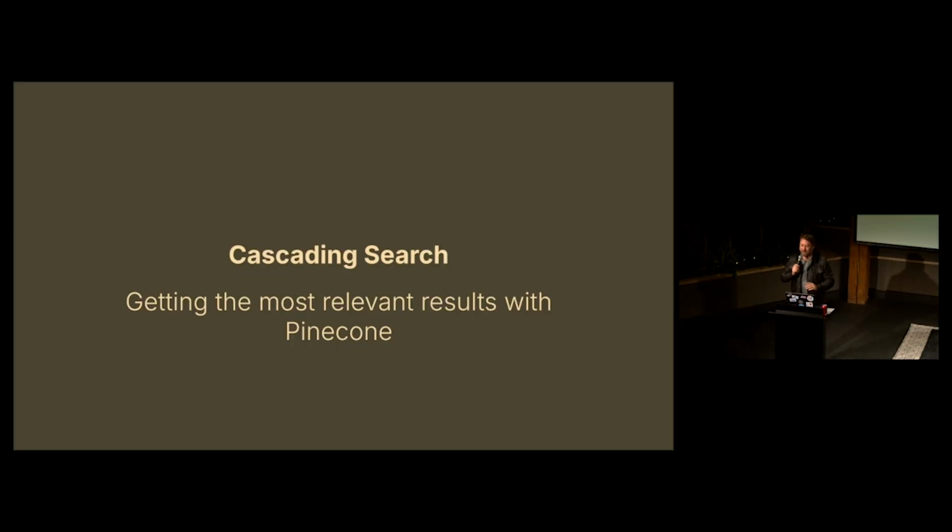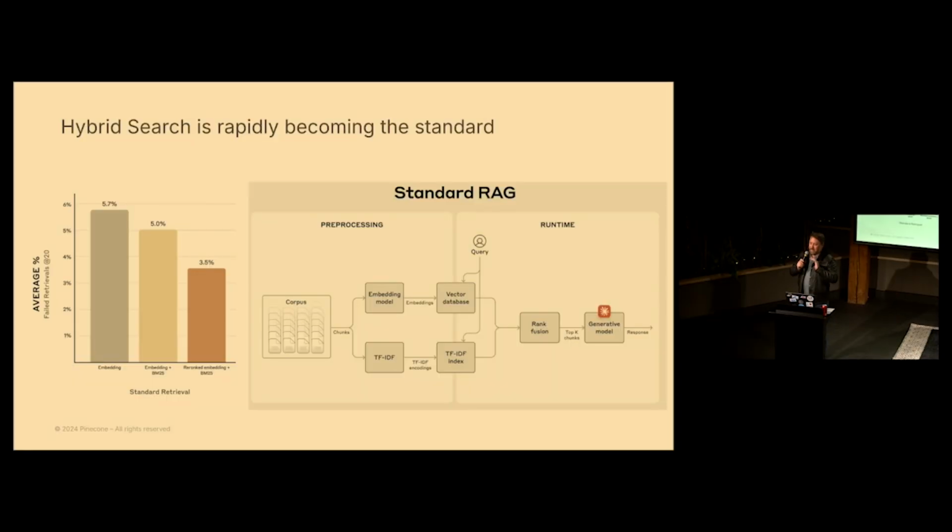Okay, this is an interesting one. Cascading search. This is a brand new service. It literally came out last week. The way this works is it's a form of hybrid search. The reason I say it's a form of hybrid search is because it actually takes dense vectors and sparse vectors from separate indexes and re-ranks them for you into a single result.